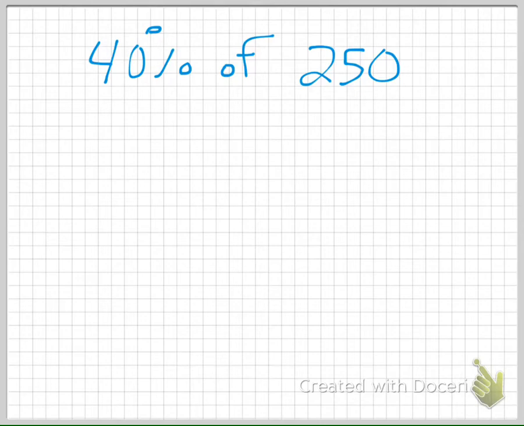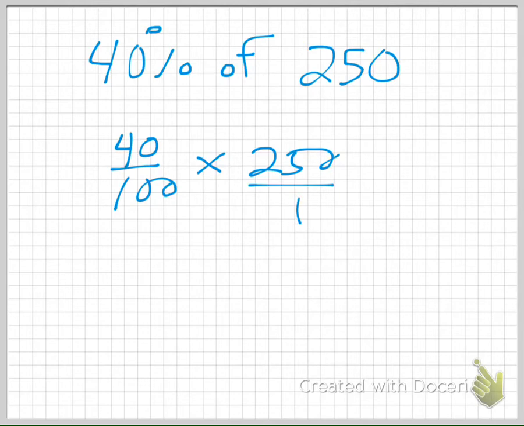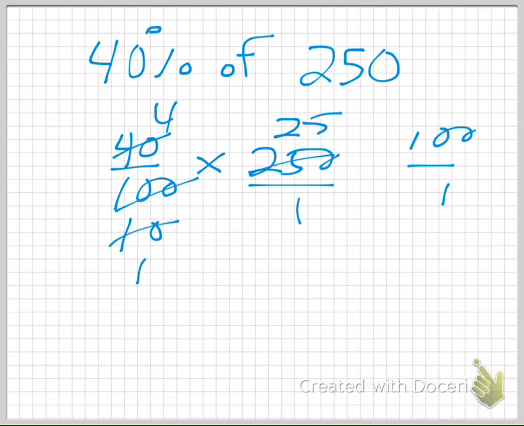How do I write this out then? 40%? 40 over 100. Of means times 250 over 1. Start reducing things. I would go divide by 10. Listen, I would always just divide by 10 if you can, right? So this becomes a 4. This becomes a 10. I divide this by 10. This becomes a 25. This becomes a 1. 4 times 25 is 100 over 1, which is 100. 40% of 250 is 100.